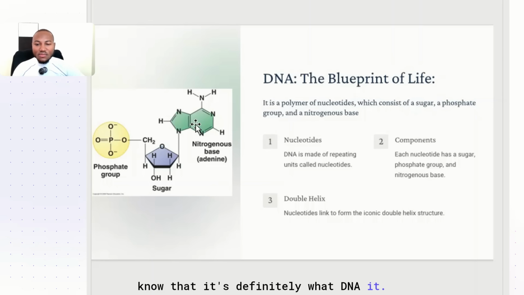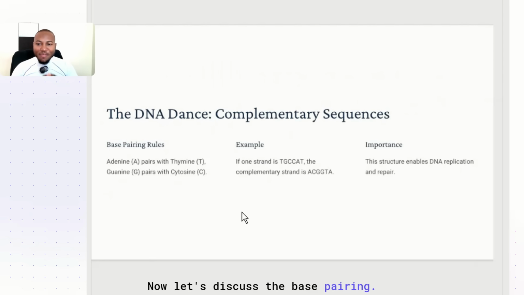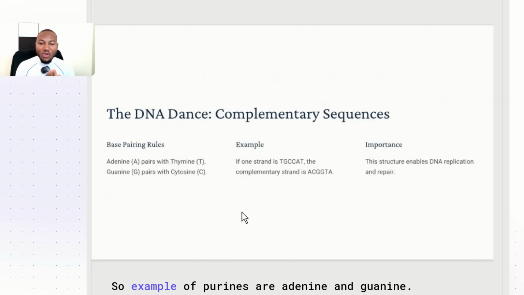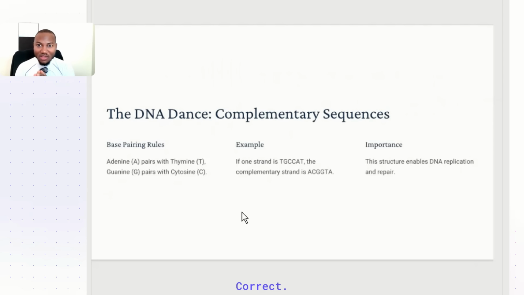DNA. Now, let's discuss the base pairing, right? The purines pair with the pyrimidines, correct? So examples of purines, adenine and guanine, correct? Examples of pyrimidines, it's CUT, right? Now, adenine pairs with thymine. Adenine pairs with, for the DNA, adenine pairs with thymine.